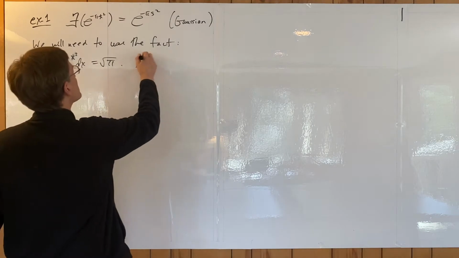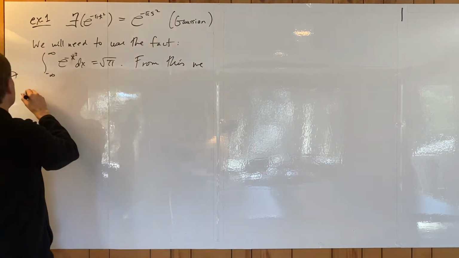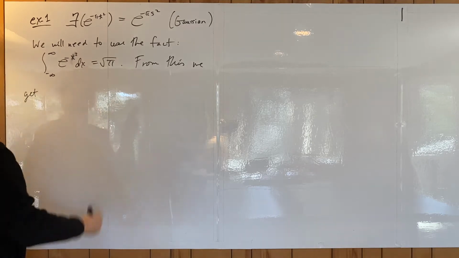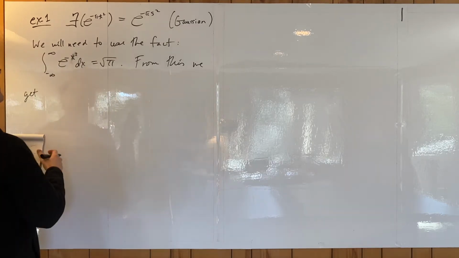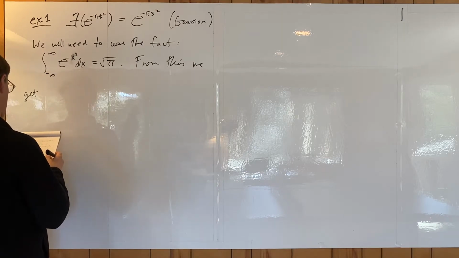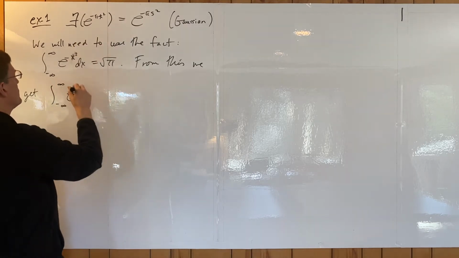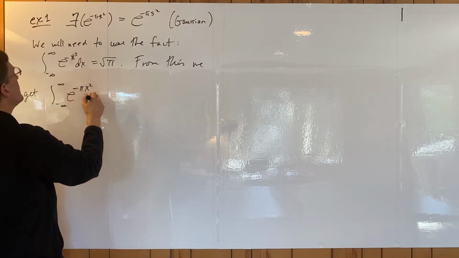Okay. From this, we also get, first of all, if I take the integral from minus infinity to infinity of this function, then I get e to the minus pi x squared dx.